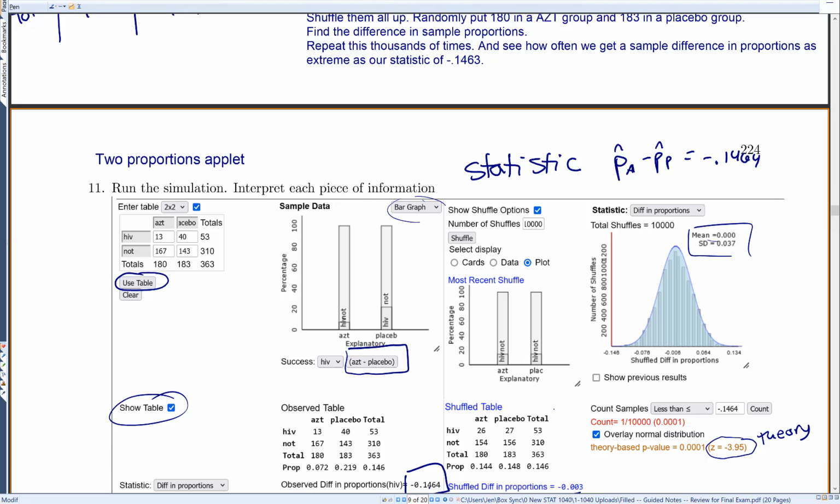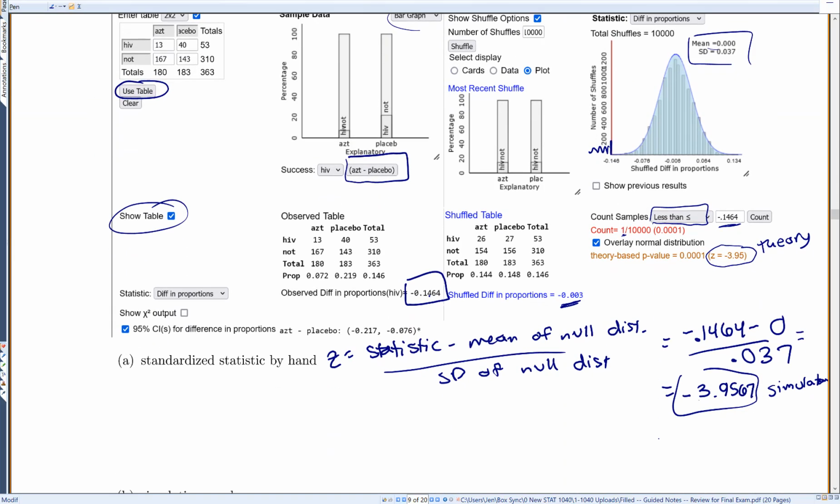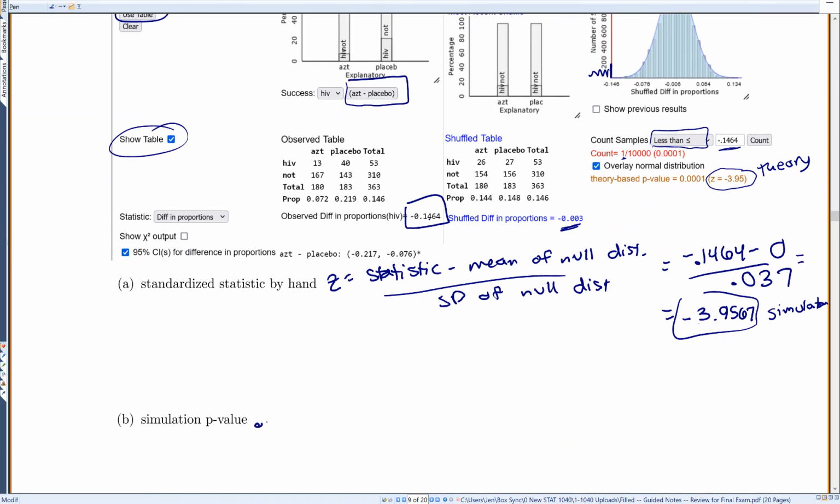If our statistic is negative 0.146, that would be over here, and then they're going to want to look for all the area to the left. But there's not really much there. They're looking for less than or equal to negative 0.1464, and there was one time that that happened out of 10,000. So 0.0001. So this is your simulation on that row, whereas this is your theory-based one, which happens to be the same.